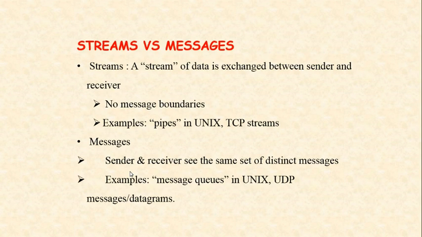Streams versus messages. Streams: it is the neutral framework in the Unix system for implementing character devices. It is a modular architecture for implementing full duplex input-output between kernel or user space processes and device drivers. Here, a stream of data is exchanged between sender and receiver. In streams, there are no message boundaries. For example, pipes in Unix and TCP streams.